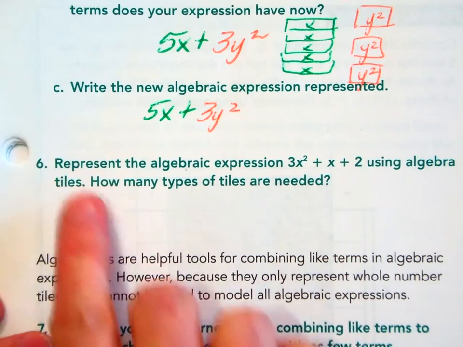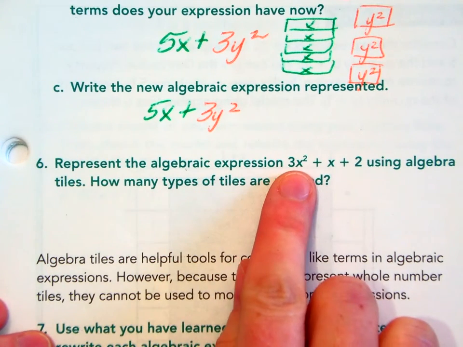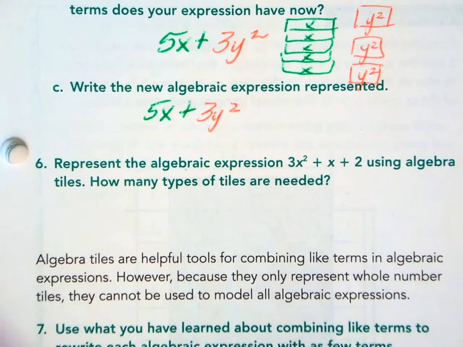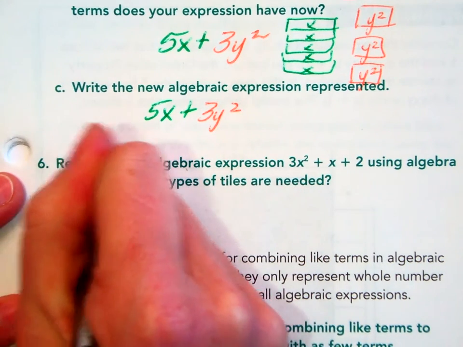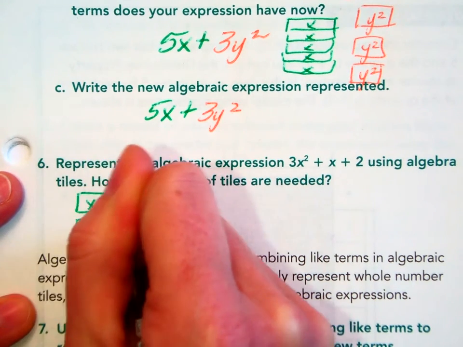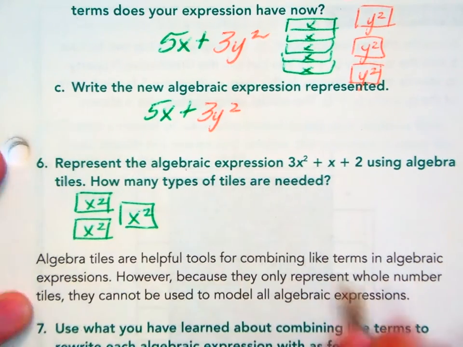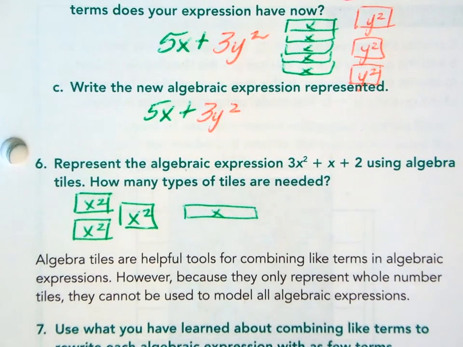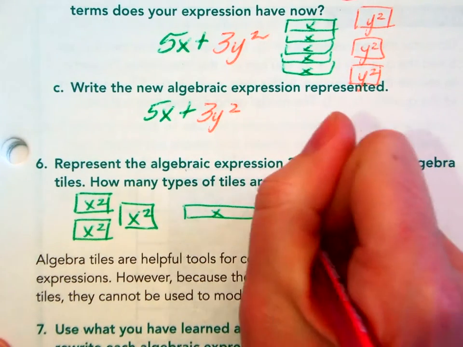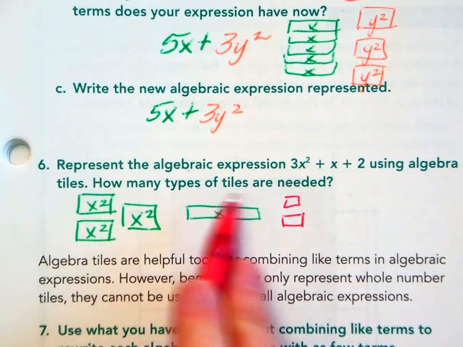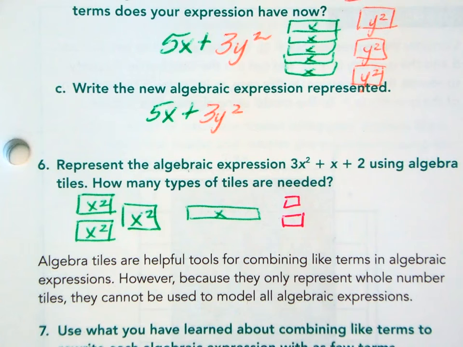Number 6. Represent the algebraic expression 3x squared plus x plus 2 using algebra tiles. 3x squared. x squared, and x, that's the skinny rectangle, plus 2, those are two red squares. How many types of tiles are needed? I see three types of tiles.